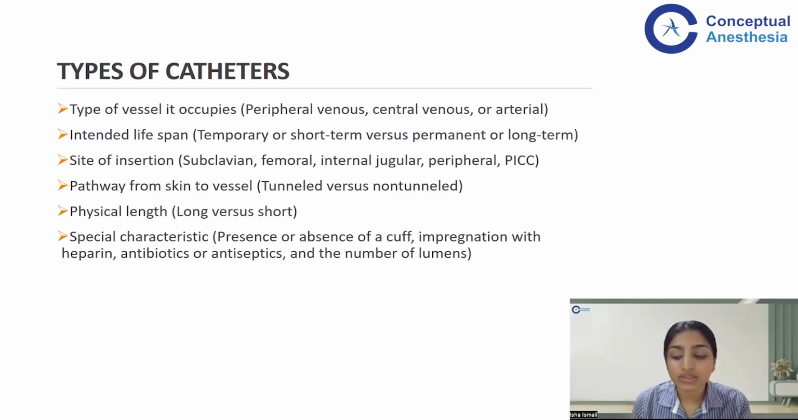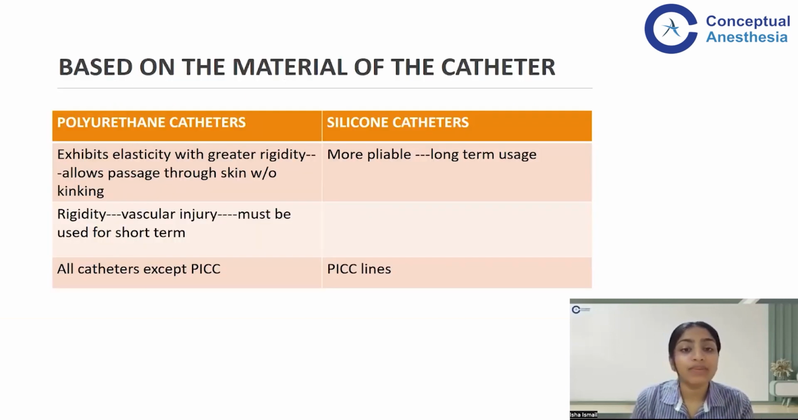Let's discuss the most commonly used nomenclature, which is based on the material of the catheter, whether they are polyurethane catheters or silicone catheters. Most of them are polyurethane because we want this rigidity in our material so it enters into the skin. But because of the rigidity, vascular injury is possible. So all of the ones that we're using, except for the PICC line, are the polyurethane ones. The silicone ones can be utilized for a longer term because they are more pliable, they do not cause vascular injury, and that is why PICC lines are used for those situations.